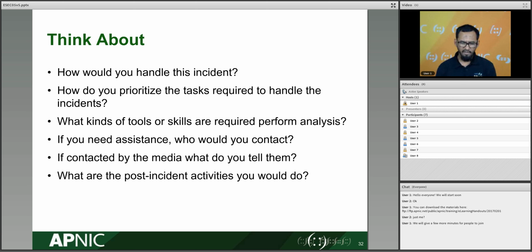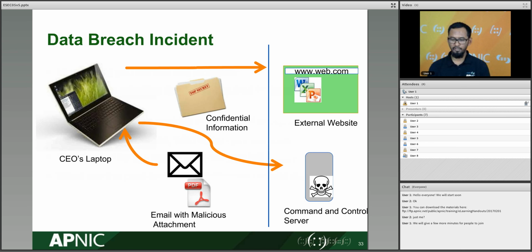And think about what kind of tools or skills you need to perform analysis. If you need assistance, and in most cases you probably need some assistance, who would you contact? And if you are contacted by NVIDIA, what would you tell them? And what are some of the post-incident activities you would do as a result of this incident?